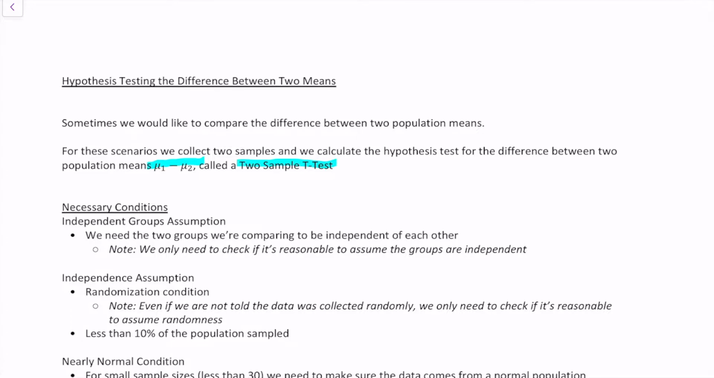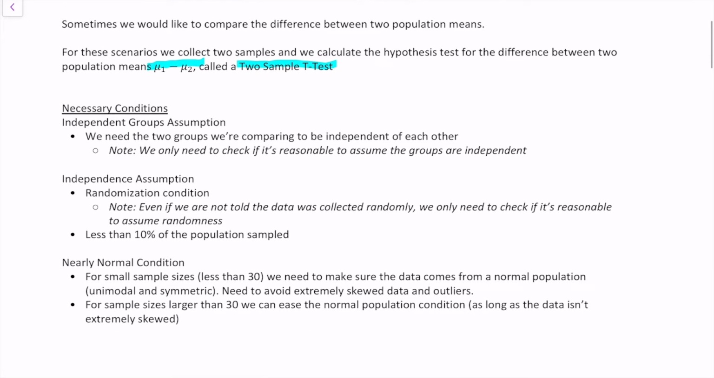So what are the necessary conditions? I hope these conditions look very familiar to you. These are central limit theorem conditions. But since we're comparing two different groups, we also have to make sure that the two groups are independent of each other, right? So this is the independent groups assumption. So we need the two groups that we're comparing to be independent of each other, meaning what one group does not affect the other group.